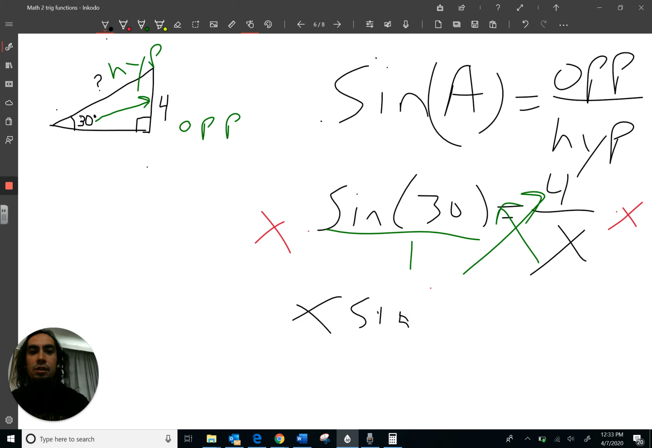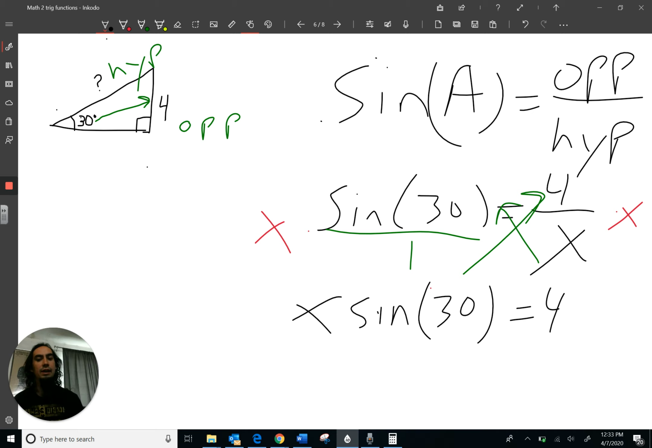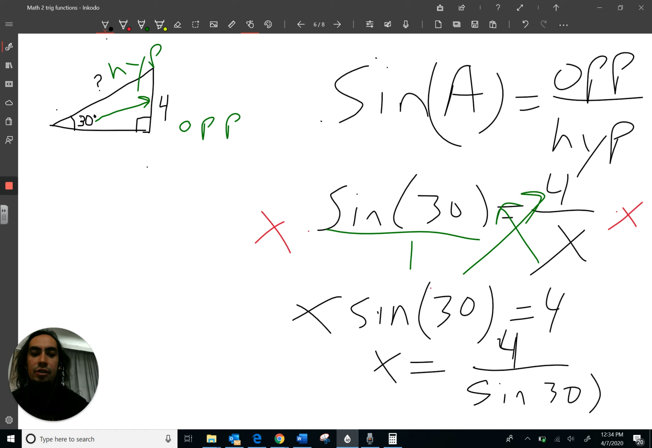Let me see here. As you can see, I still haven't gotten my stylus. Sine 30 equals 4. We're getting there. X is still not by itself, though. So x is equal to 4 over sine 30. How did I do that? Well, I just divided sine 30 on both sides. So x equals 4 divided by sine 30.